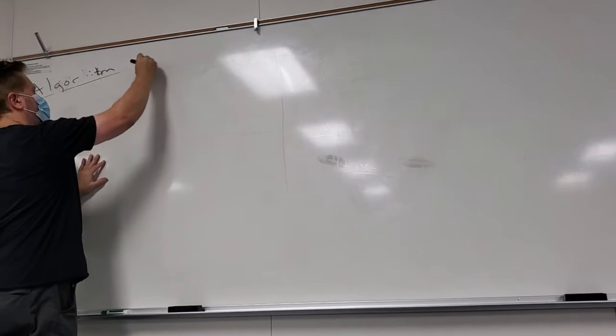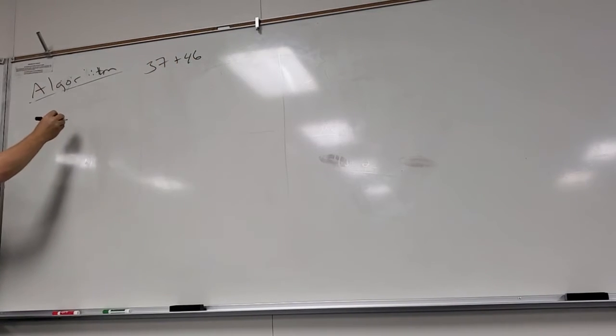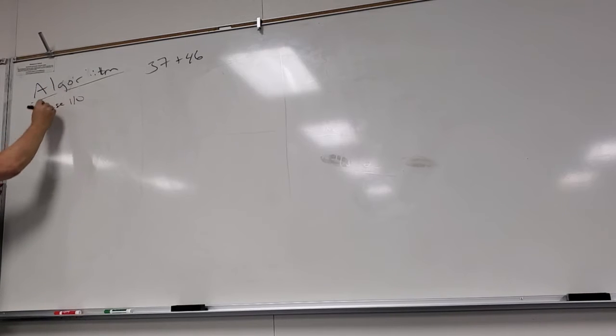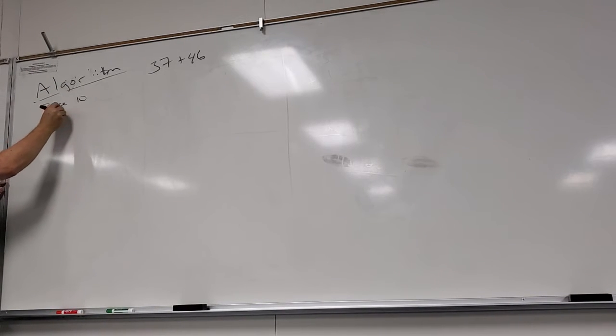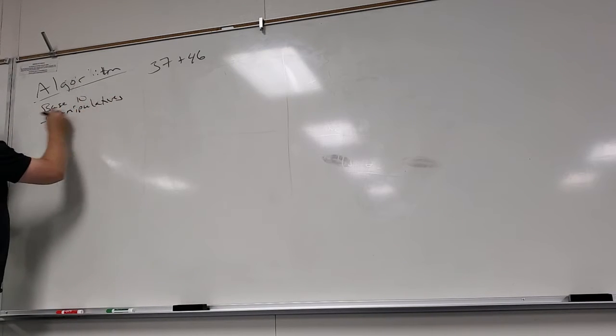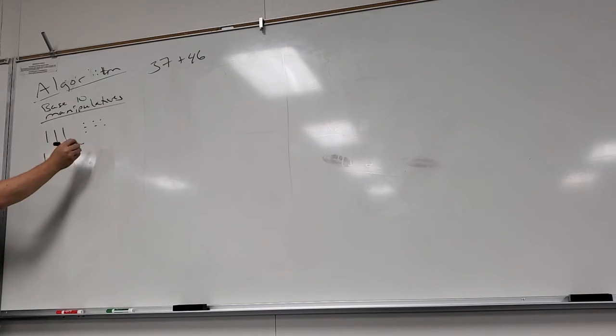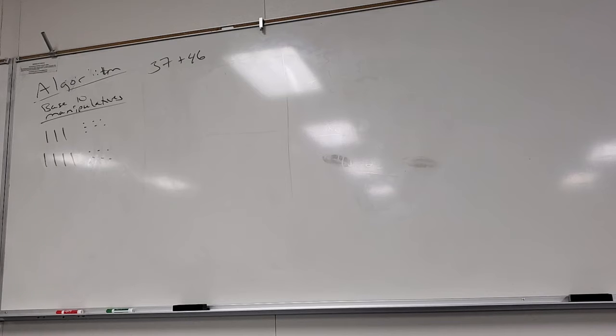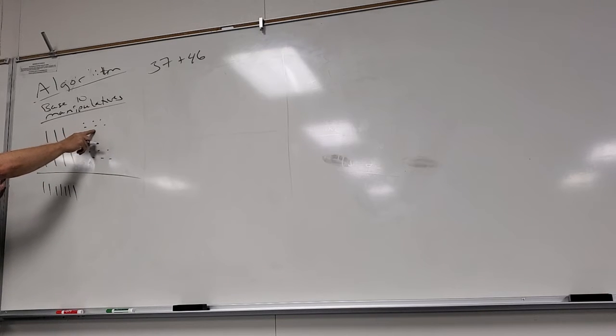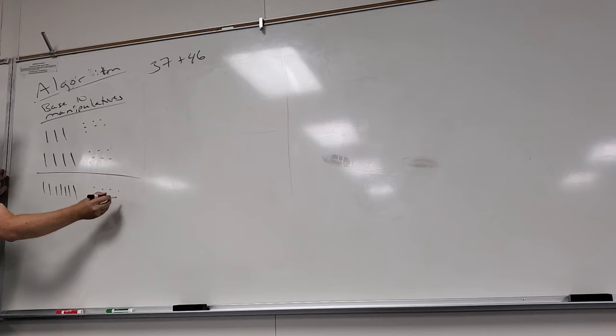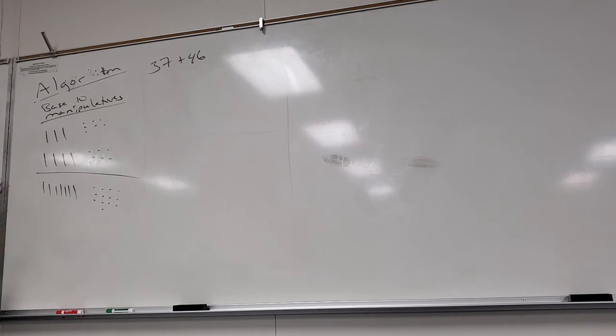So what if I was going to do this? 37 plus 46. If I was going to do the base 10 manipulatives, I would have 37 and 46. And then what would happen if I add those together? I would get 1, 2, 3, 4, 5, 6, 7. But what happens here? I get 7 and then 6. And is that okay? Obviously not, right?